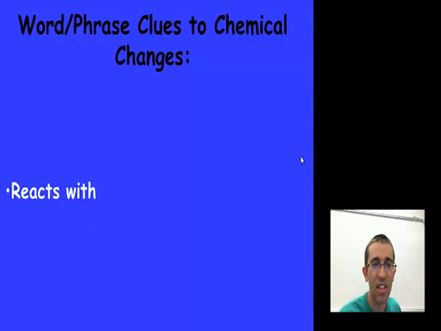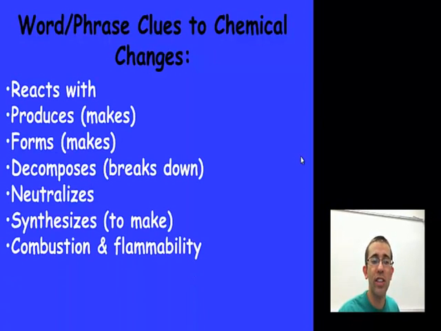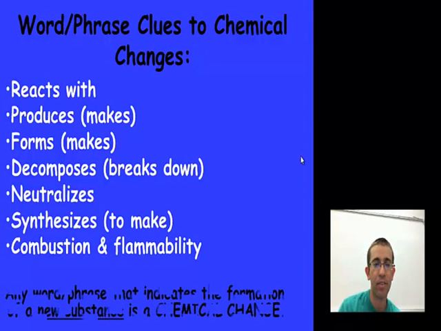Alright, some words that come up when we give you clues. If I'm reading through a problem and I ask you, is this a chemical or physical change? Here are some clues that say it's a chemical change. If I use the words reacts with, produces, forms, decomposes, neutralizes, synthesizes, combustion, or flammability. There are more, but those are some big ones. When you hear those words come up, you know a chemical change is going on.